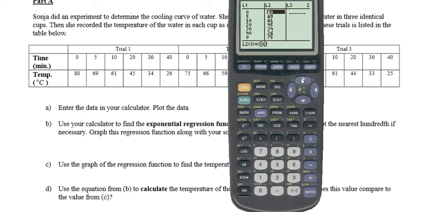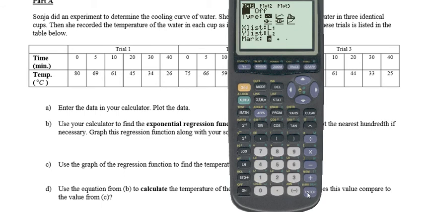Plot the data. First let's set a window. Our time is going from 0 to 40, so let's go 0 to 40 for now, by 5s, let's say. I like about 10 ticks on the axis. It doesn't matter, I never really look at them anyways, but if you do, it's nice to have about 10 ticks. And temperatures, let's say from 0 to 100 by 10s. To look at plotted data, you want to turn on the stat plot. So we go second y equals, go into stat plot, turn it on.